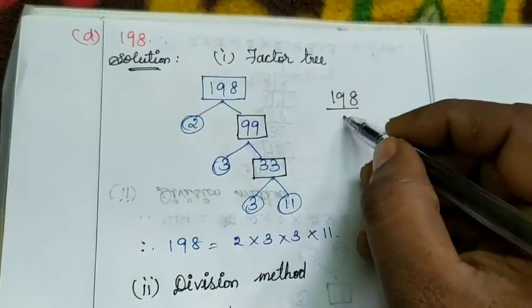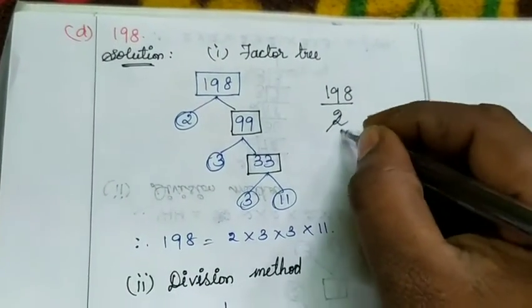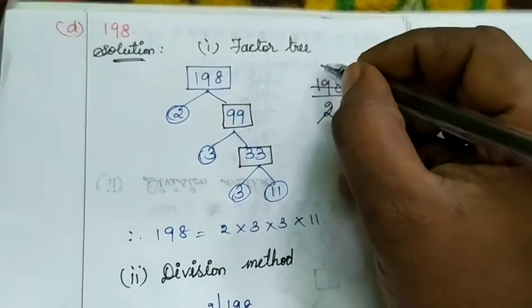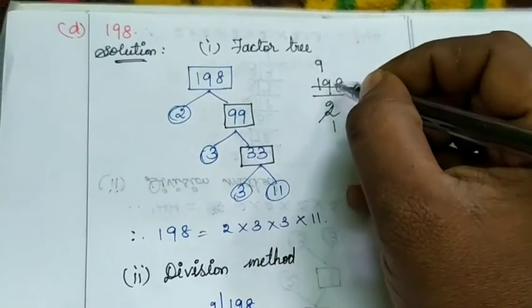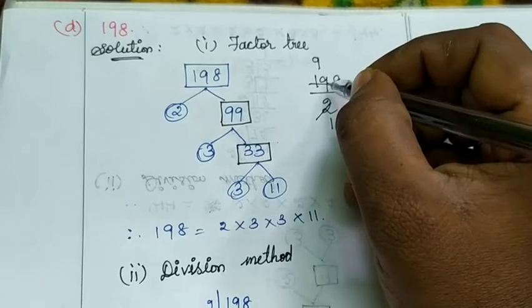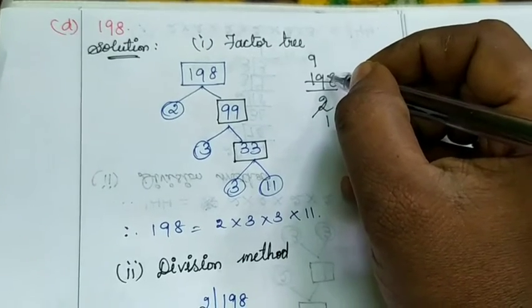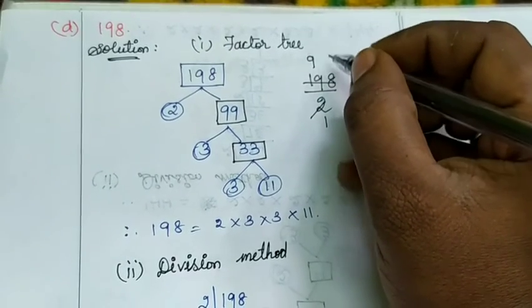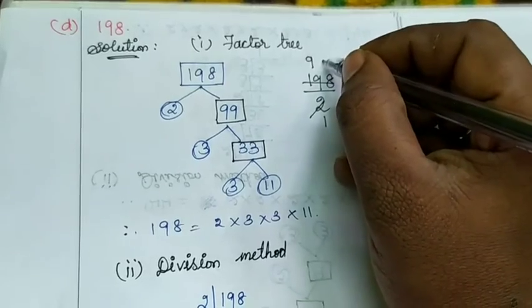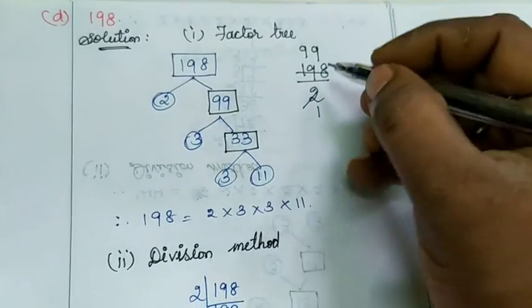198 divided by the number 2, 1 2 is 2. Okay, so here 9 twos are 18, balance 1, so the 1 changes into 18. So 18 again, 9 twos are 18, so we get 99.